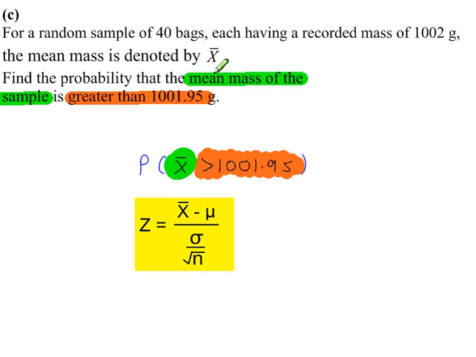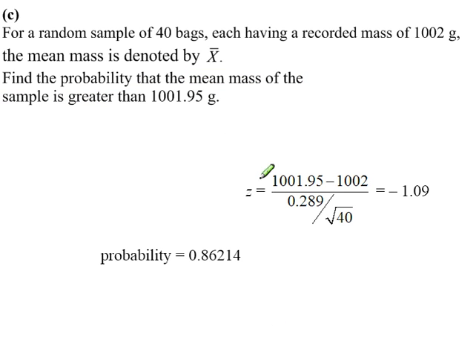Okay, so this is color-coded. The mean mass of the sample is in green. We want greater than 1001.95. Standardizing gives a z value of minus 1.09. We want greater than minus 1.09, and the probability tables for the normal distribution give us this.